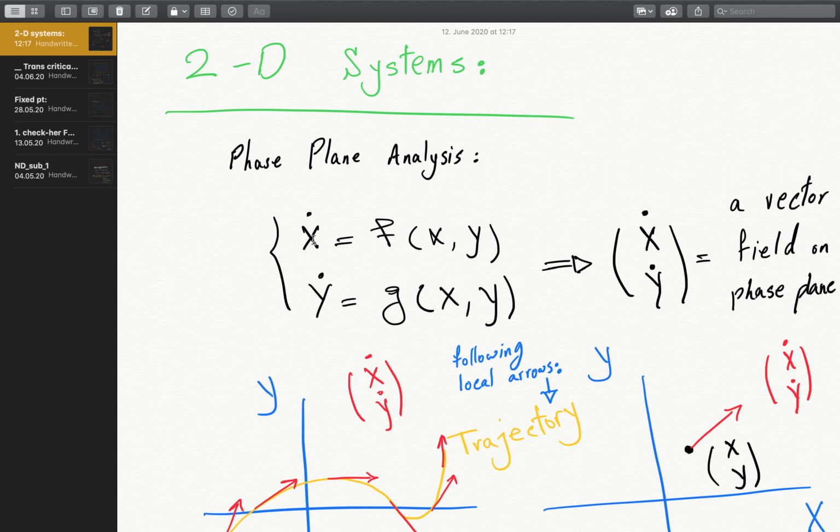So in general, we have x dot equal to f as a function of x and y, as well as y dot equal to g as a function of x and y. If x is the position in the x direction, then x dot is its velocity. Velocity means it's a vector which has a scalar amount as well as a direction. So we say that x dot and y dot is a vector field on the phase plane.